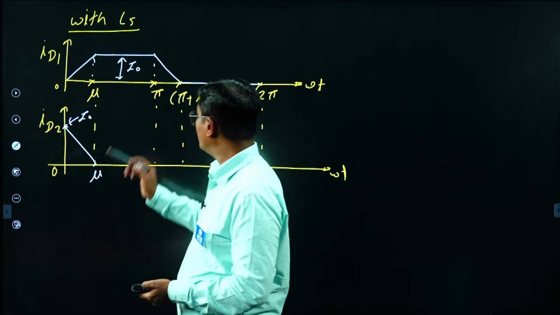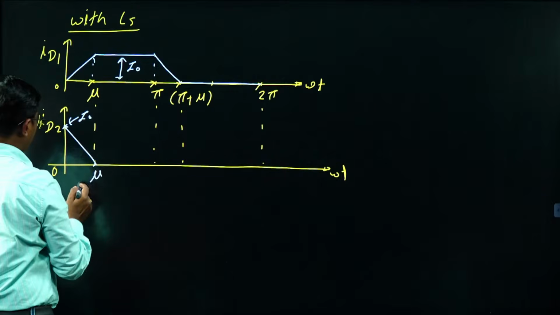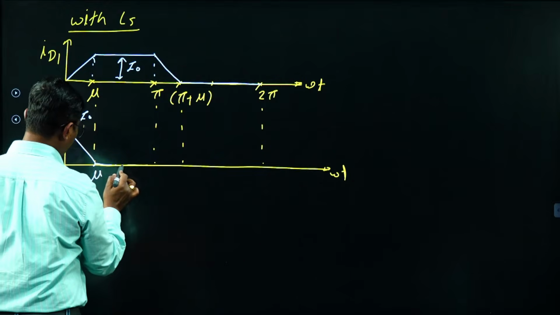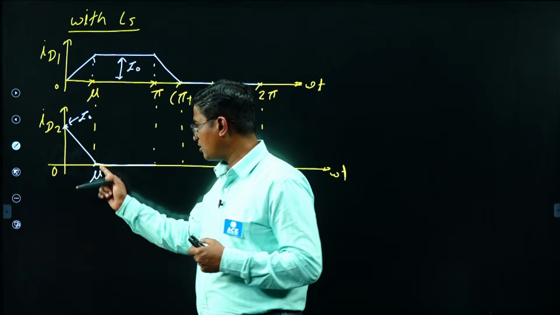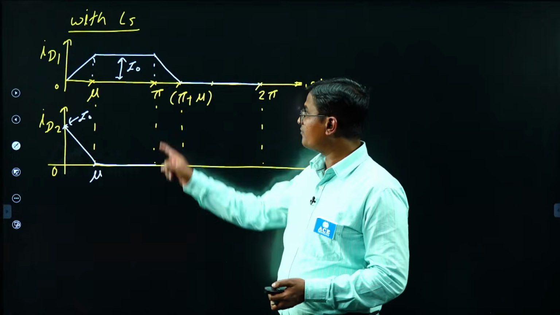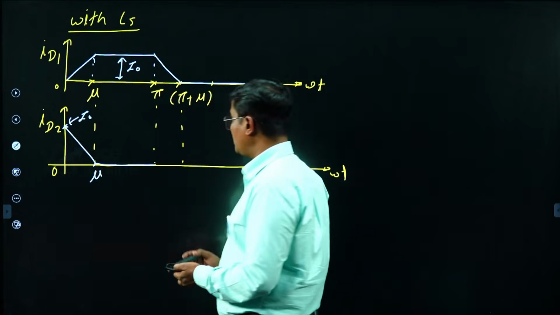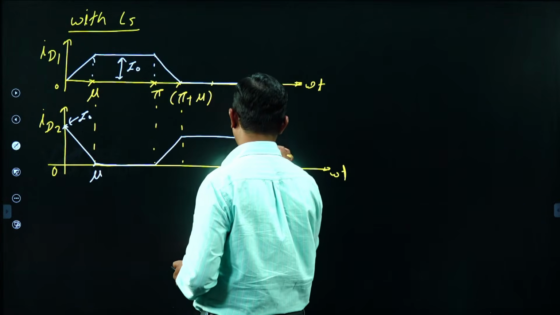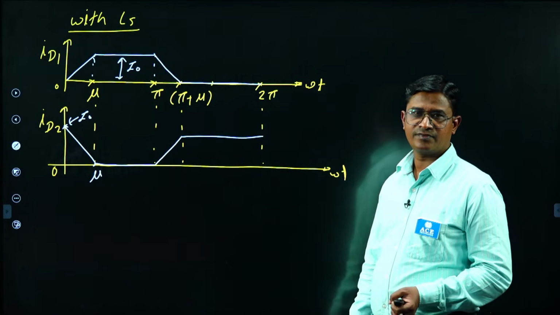Now tell me, from mu till pi, ID1 is I0, so ID2 will be 0. At this instant, my diode D2 current becomes 0, so D2 will turn off here. After that, it will be in an off state, right? Now after pi, what is happening? Again, ID1 is decreasing. So my ID2 will now be increasing in this nature. And after that, it will be constant. And after 2 pi, again this same pulse will come here, right?